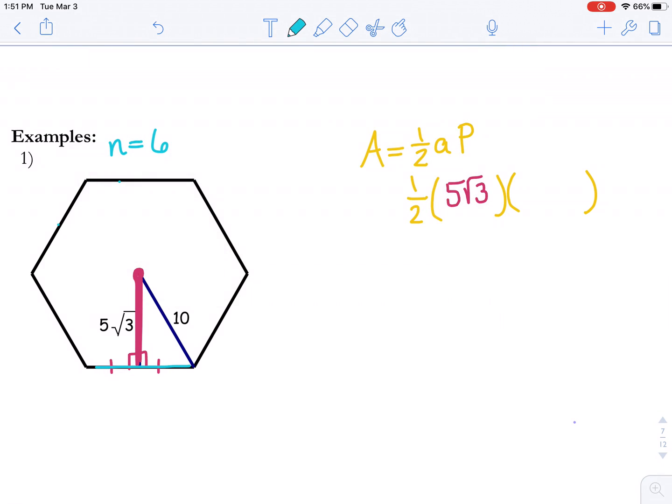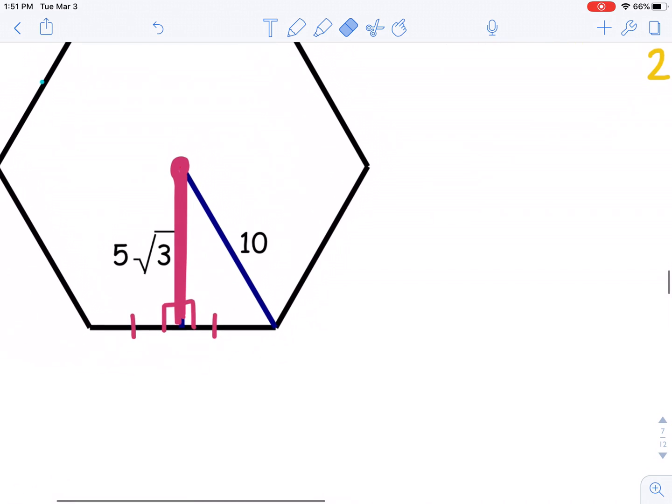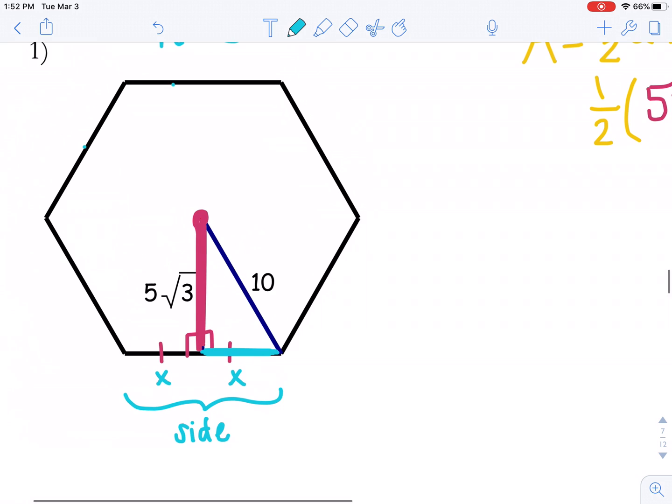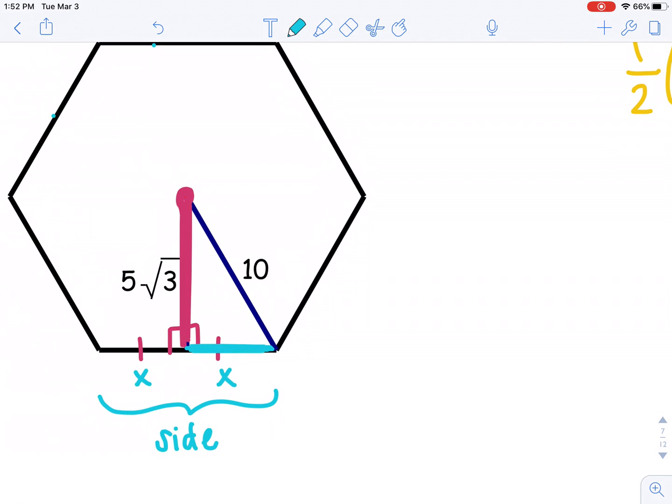Now remember, the perimeter is adding up all 6 sides, right? But we don't know what the side lengths are yet, so that's what we need to figure out. Like I said before, we're going to focus in on this right triangle here, and part of the right triangle is this side length x, which remember is half of our side length. So if we can solve for x, all we have to do is double it to get our side length. And then once we know our side, there's 6 of those, we can figure out our perimeter.